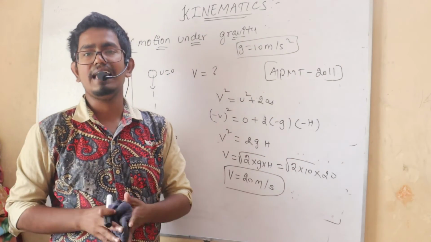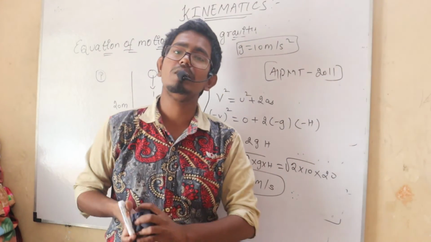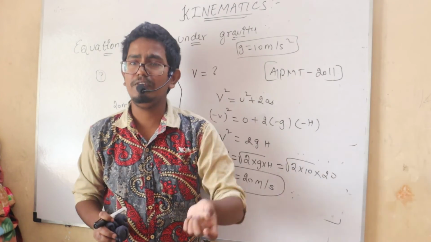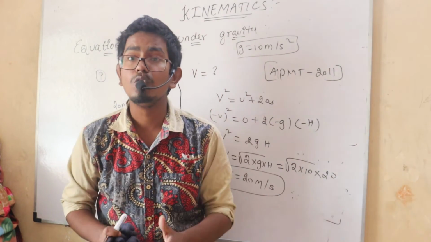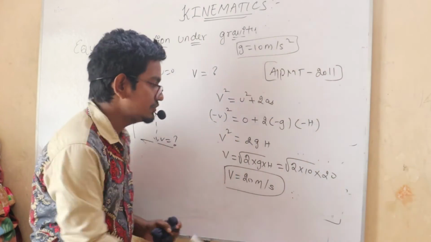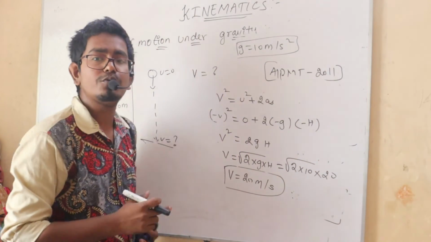So you can see how easy the question is. Mostly they will ask very simple questions. You just have to understand the concept. If you learn the concepts very well, then it will be very easy to apply. And if you know the formula, then it will be very easy. This formula we know: v is equal to under root over 2gh.